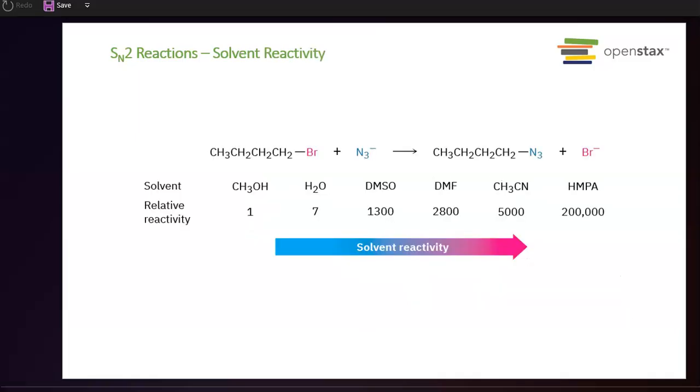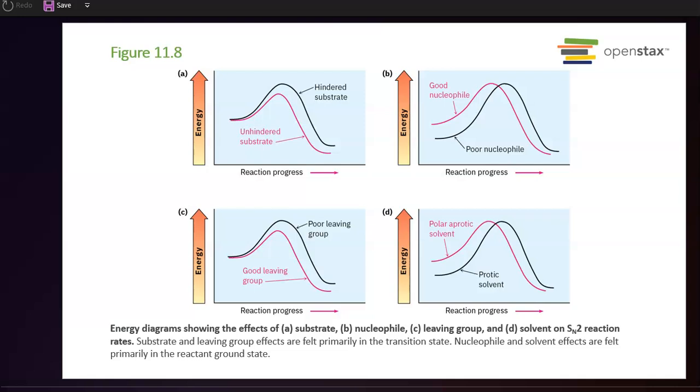So summarizing, these are all the factors which affect the SN2 reaction. We want an unhindered substrate. We want a good nucleophile. You can look at the energy diagram of how an unhindered substrate forms the product more easily, and then a good nucleophile, you can see that has a lower delta G.